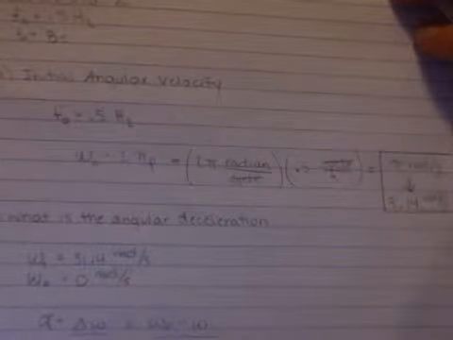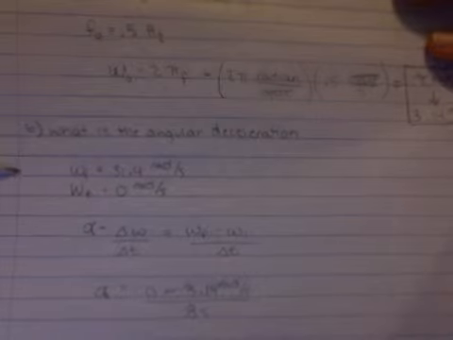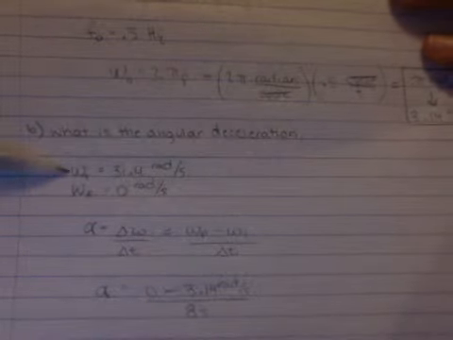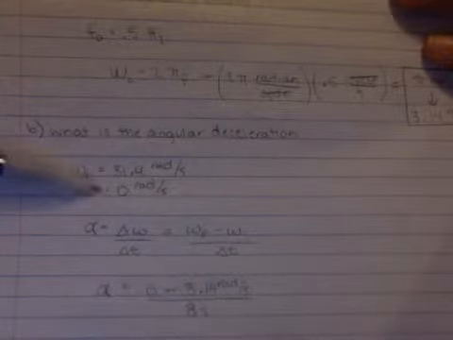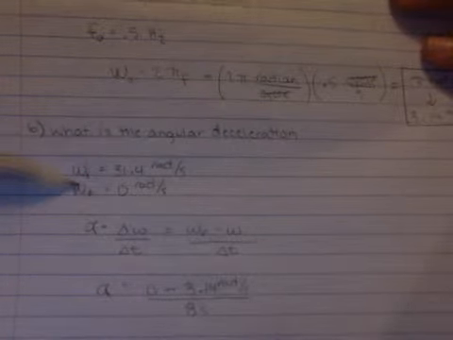The second thing that we want to find is the angular deceleration of the disk as it's coming to a stop. So we know that the disk has an initial angular speed of 3.14 radians per second, and we know that the final angular speed is going to be 0 radians per second.